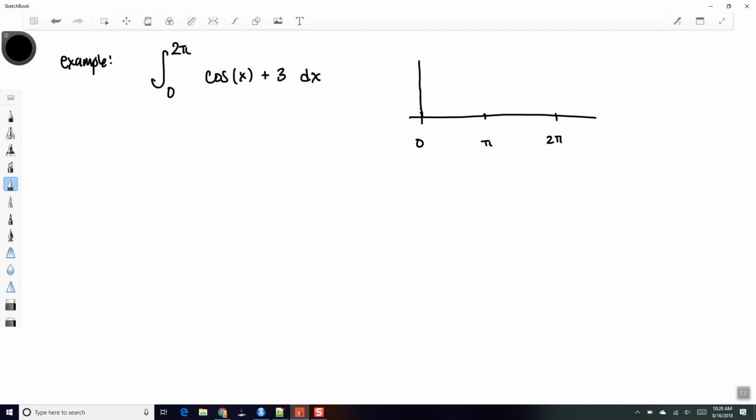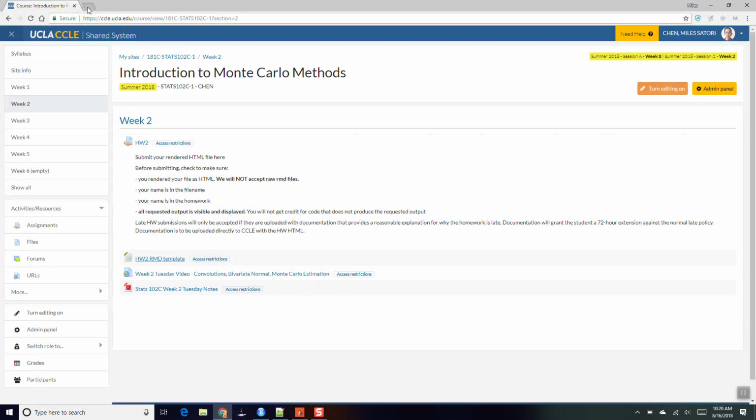So where do we start off? Cosine of 0 is 1, so 4. So we go up to 4, and I think it looks like that, right? All right, and the question is, what's the area here, right?